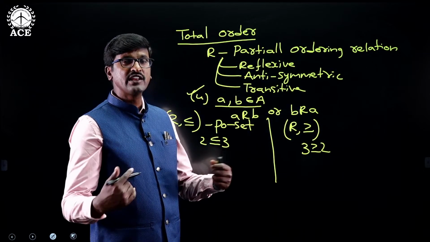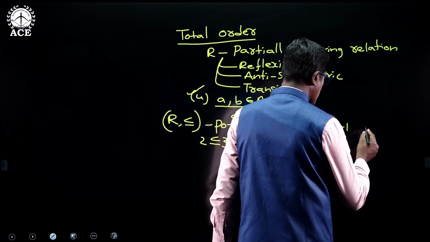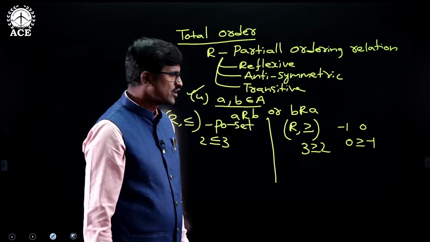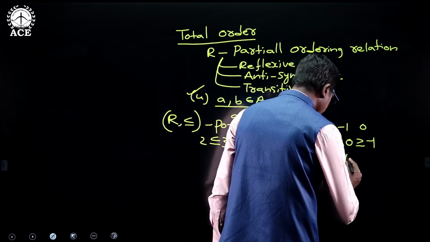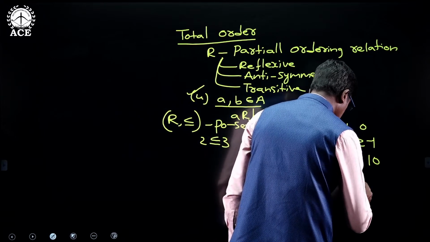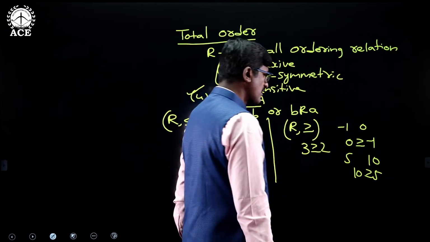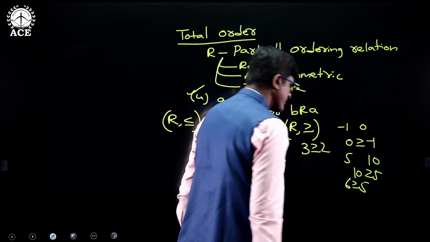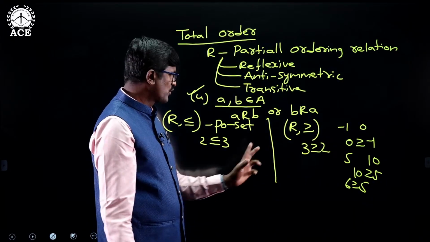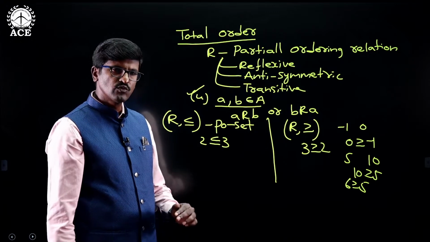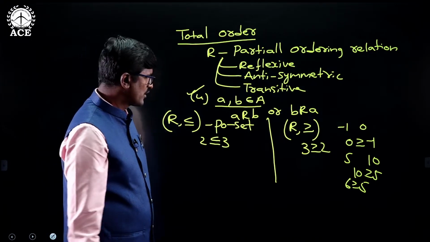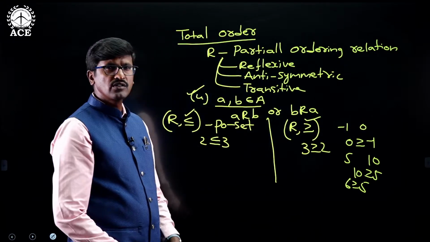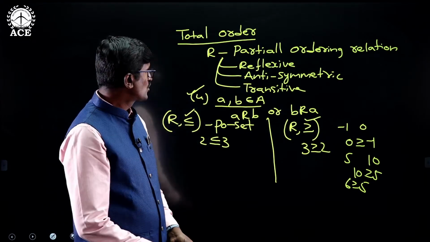Not only 3 comma 2, take any two real numbers of your choice. If you take minus 1 comma 0, obviously 0 is greater than or equal to minus 1. There is a relation from 0 to minus 1. Take 5 comma 10. 10 is greater than or equal to 5. There is a relation from 10 to 5. Take 6 comma 5. 6 is greater than or equal to 5. There is a relation from 6 to 5. So likewise, if you take any two real numbers, one will obviously be greater than or equal to the other. Therefore, the relations greater than or equal to and less than or equal to, both of them are total ordering relations. This is about the total ordering relation.